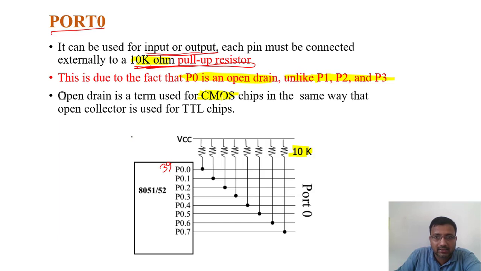Open drain is a term used for CMOS chips, in the same way that open collector is used for TTL chips. This 8051 is a CMOS chip, that's why the term open drain is used, and port 0 is open drain. Because of that, we need to attach external pull-up resistors to port 0. Okay, so this is about port 0. Eight different resistors are required, and those resistors act as pull-up resistors.